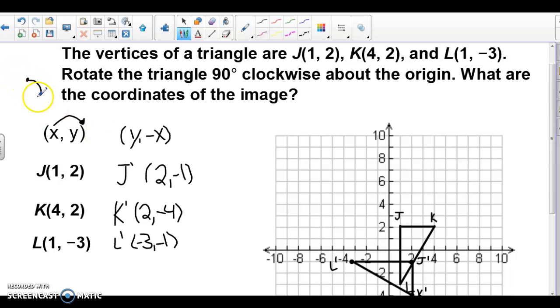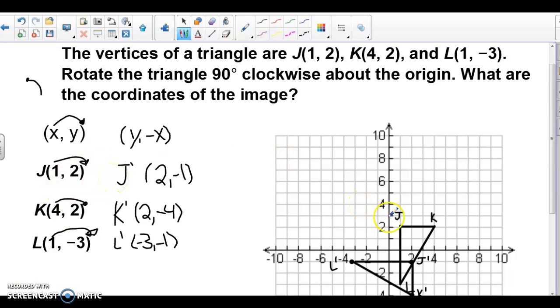Since we're going 90 degrees clockwise, we're moving our x to the right, because clockwise is to the right, so we're going to move our x to the right after the y. And since we're moving the x, it becomes opposite, so it becomes y, the opposite of x. So 1, 2, the 1 goes after the 2. Since the 1 moved, it becomes opposite: 2, -1. 4 goes into -4 after the 2: 2, -4. 1 becomes the opposite: -3, -1. So that is our rotation 90 degrees clockwise about the origin, and these are the coordinates of our image.